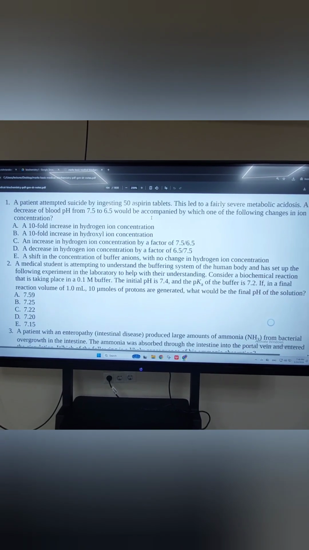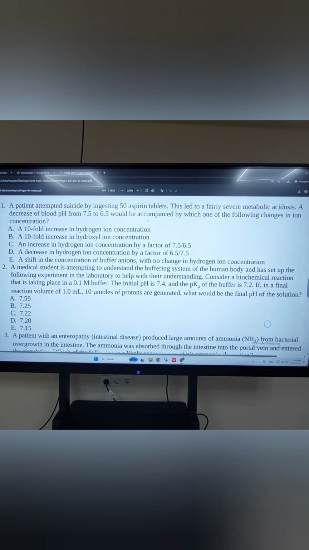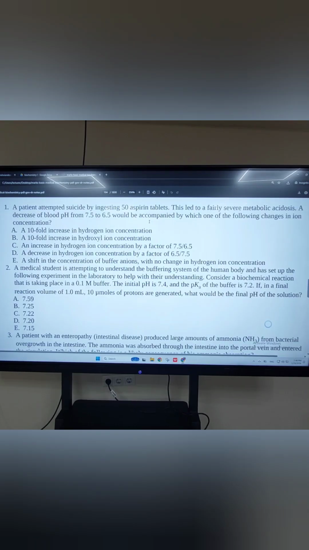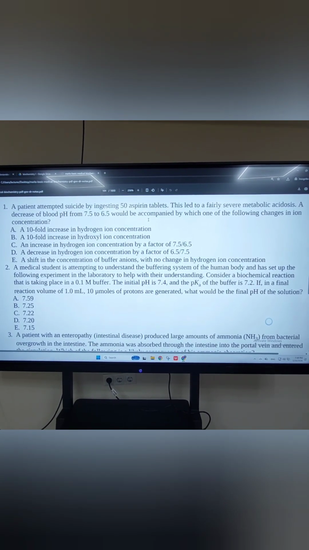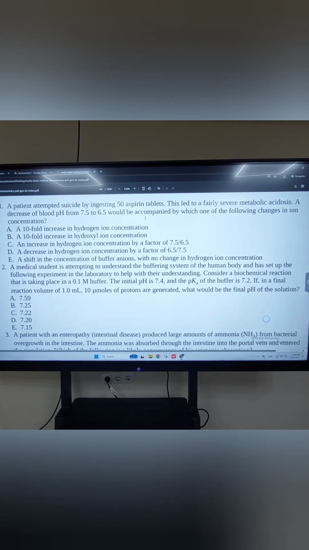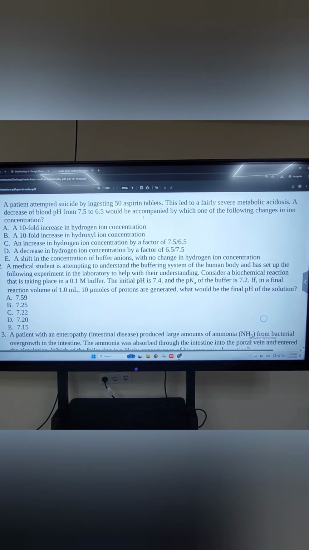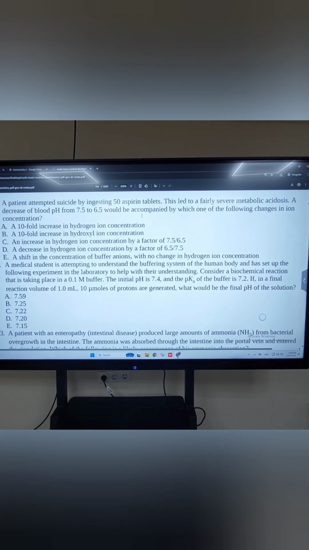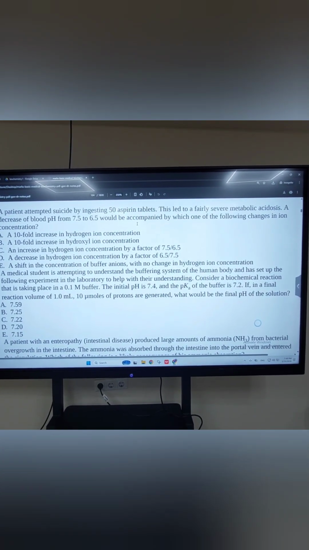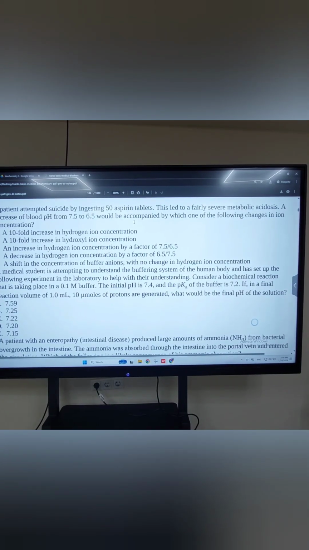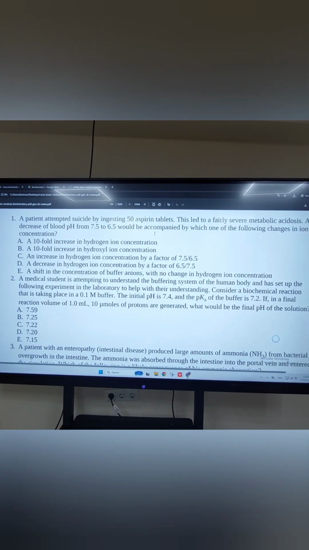A medical student is attempting to understand the buffering system of the human body and has set up the following experiment in the laboratory to help with their understanding. Consider a biochemical reaction that is taking place in a 0.1 mole of buffer. The initial pH is 7.4 and the pKa of the buffer is 7.2. If, in a final reaction volume of 1 milliliter, 10 micromole of protons are generated, what would be the final pH of the solution? And then there are the options.